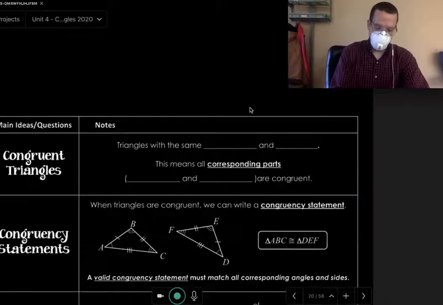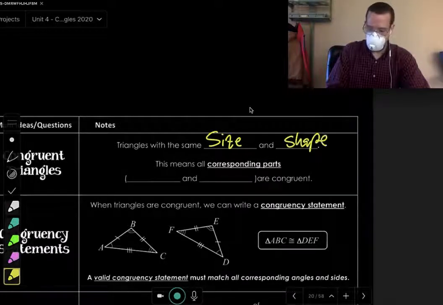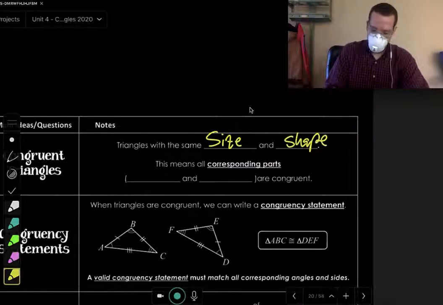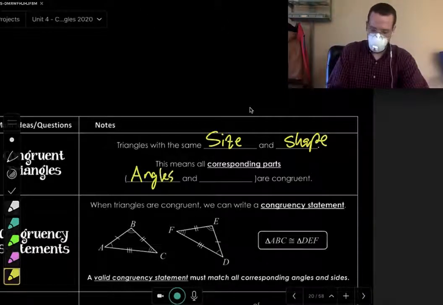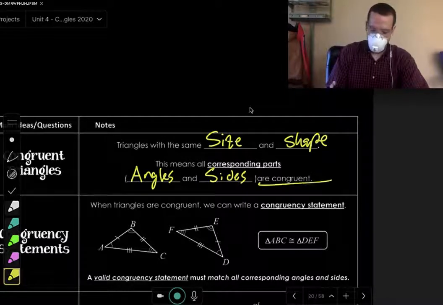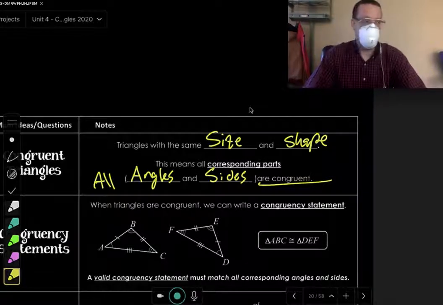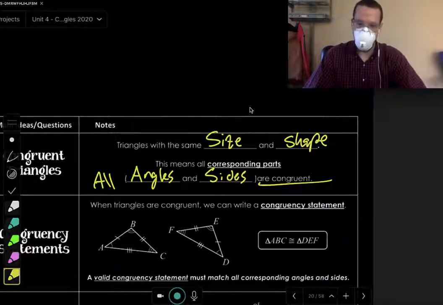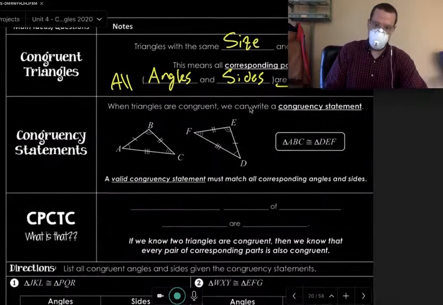Congruent triangles, these are triangles with the same size and shape. And really what that means is that all corresponding parts are congruent. What are the parts of a triangle? Well, that means that all angles and all sides are congruent. If two triangles have all the same angles, all the same sides, then we will say that they are congruent triangles. And if you look at the figure below, you will see just that.